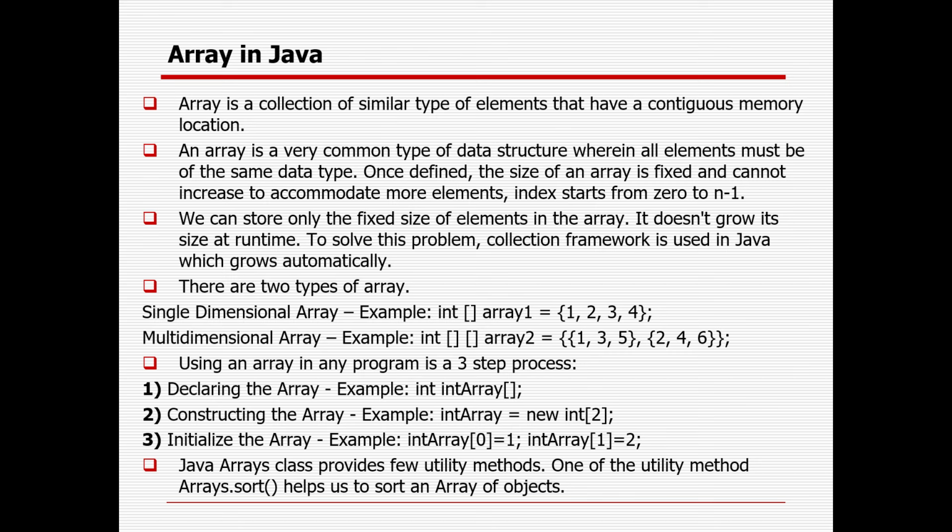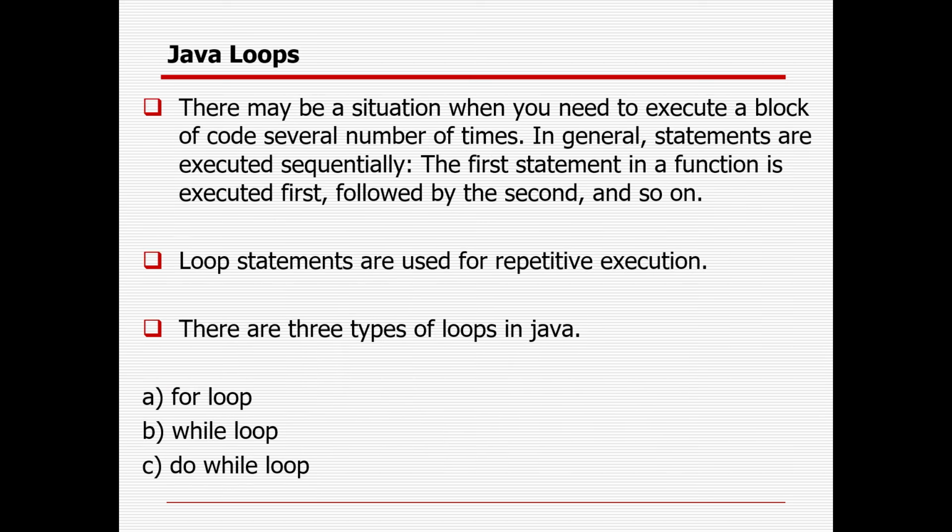An array is a collection of similar kinds of data types which has continuous memory locations. Similar means you cannot mix and match, right? You cannot mix integer, float and string. There are single-dimensional and multi-dimensional arrays. You can directly define the array. Apart from that, you can use a three-step process: declare the array, construct the array, and initialize the array, right?